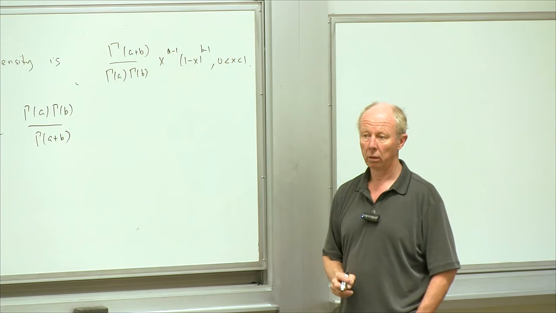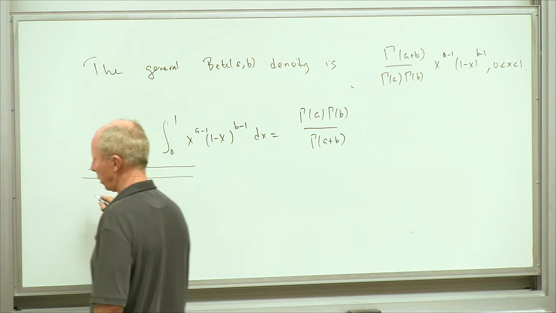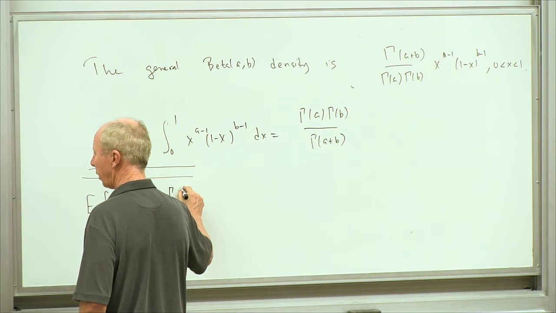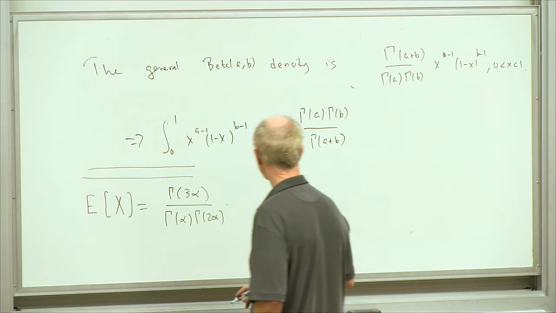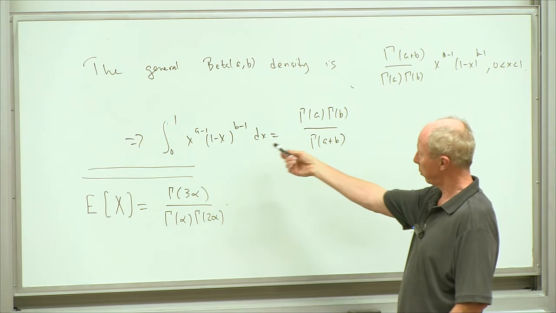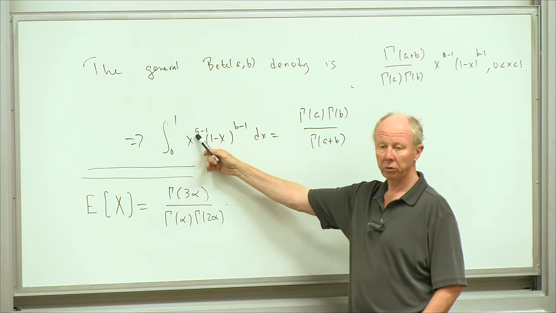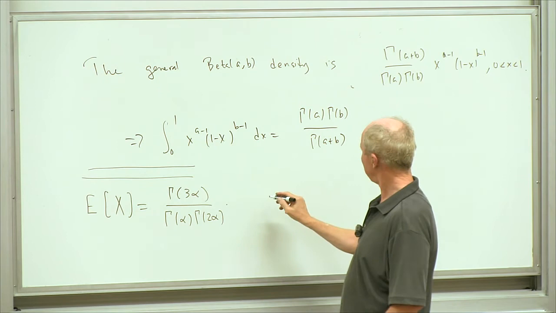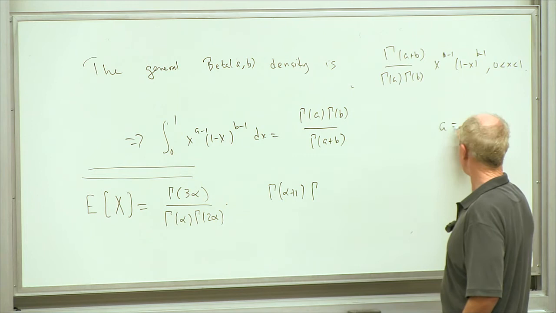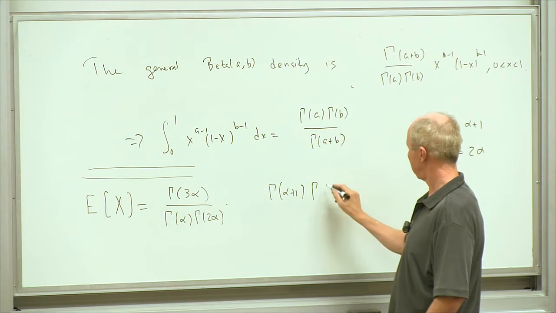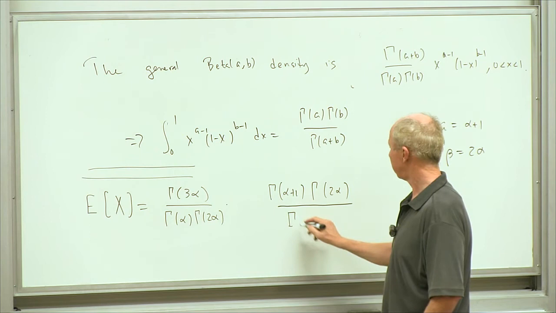And so down here, we find that the expected value of x is gamma of 3 alpha over gamma of alpha, gamma of 2 alpha times, well, if we're going to integrate that, we just use this formula here with a equal to alpha plus 1 and b equal to 2 alpha. So we get gamma of alpha plus 1, B is 2 alpha. So we take A equal to alpha plus 1, B equal to 2 alpha, and apply this formula. We get gamma of 2 alpha here over gamma of 3 alpha plus 1.